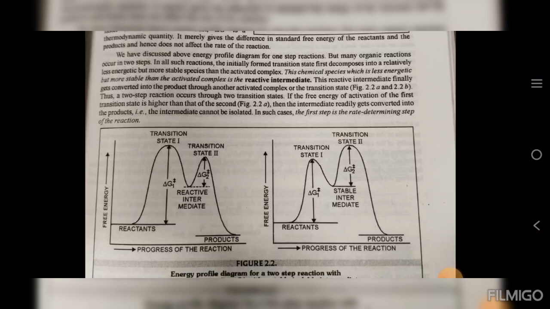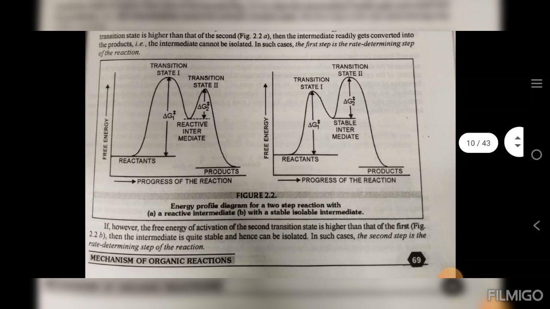Thus, a two-step reaction occurs through two transition states. If the free energy of activation of the first transition state is higher than that of the second, then the intermediate readily gets converted into the products. The intermediate cannot be isolated. In such cases, the first step is the rate determining step of the reaction.